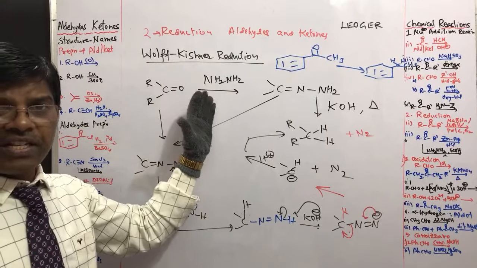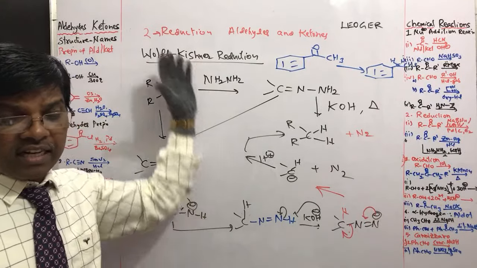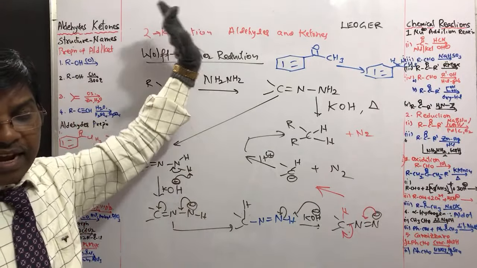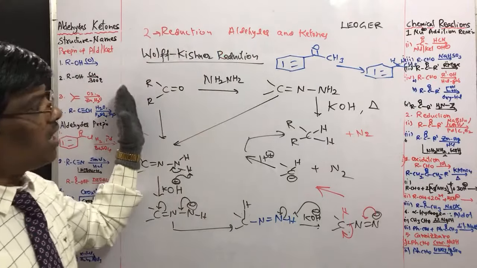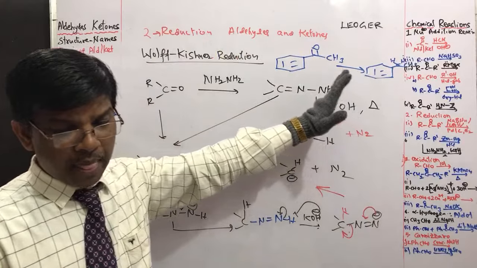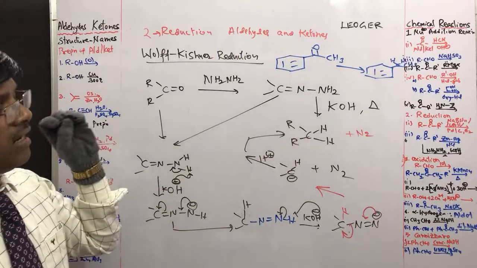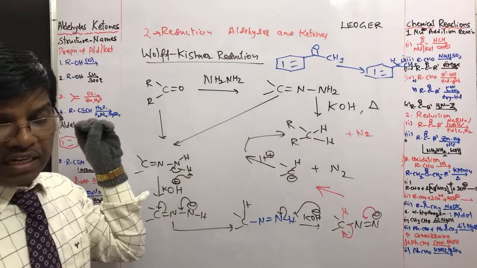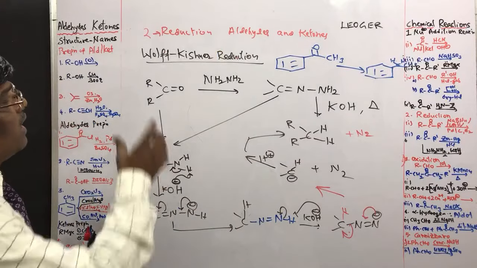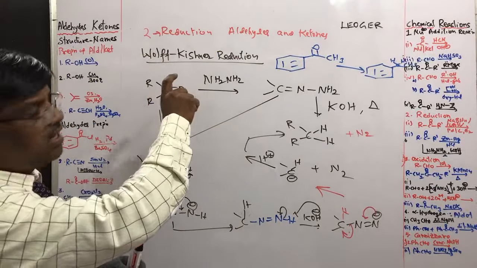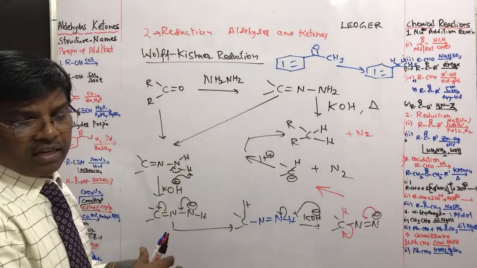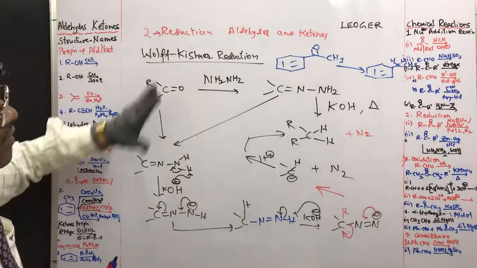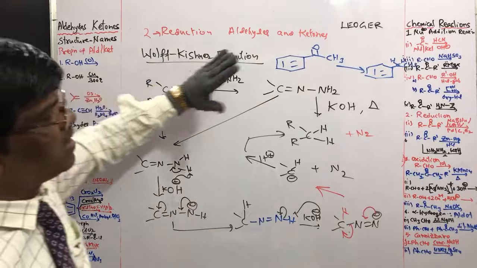So Wolff Kishner reduction is a base-catalyzed reaction, and Clemmensen reduction is an acid-catalyzed reaction. The starting materials and products are the same, but the reagents are different. Because of those reagent differences, Clemmensen reduction and Wolff Kishner reduction have different roles. Don't worry, this is how you can do Wolff Kishner reduction.